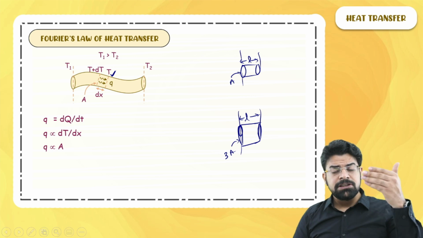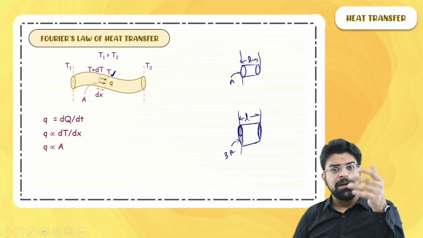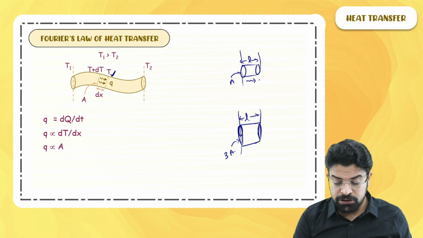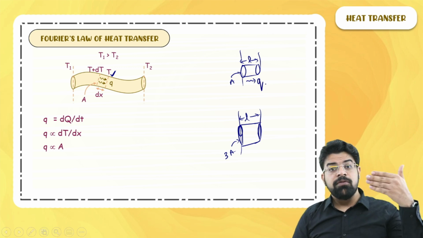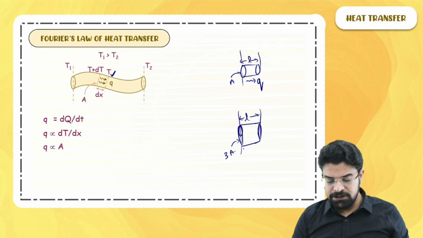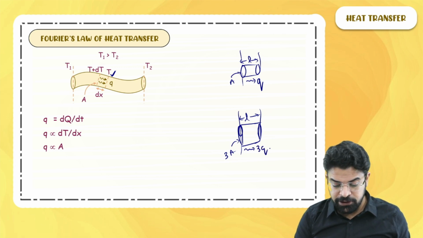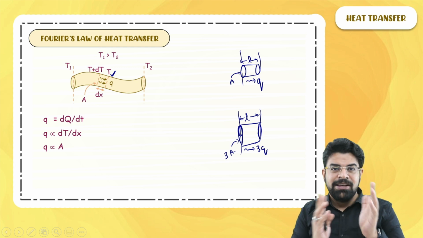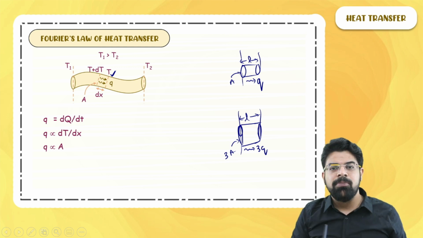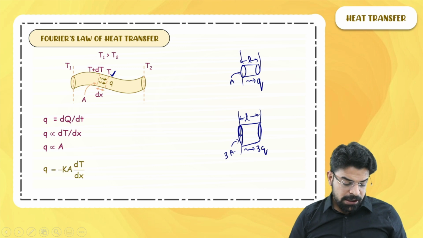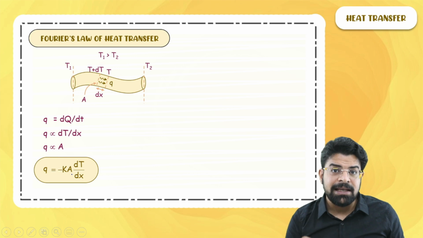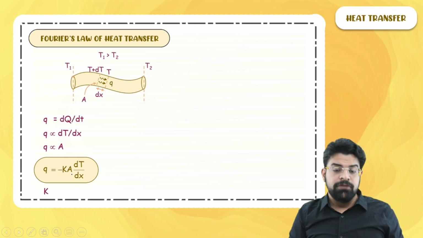If the cross-sectional area available for heat flow becomes 3 times, then the rate of heat flow will also become 3 times. So if in the first case the rate of heat flow is Q, in the second case the rate of heat flow will be 3Q. And every time physicists find this correlation of proportionality, they add a proportionality constant. So here the proportionality constant added is called K, where K is said to be the conductivity of the material.